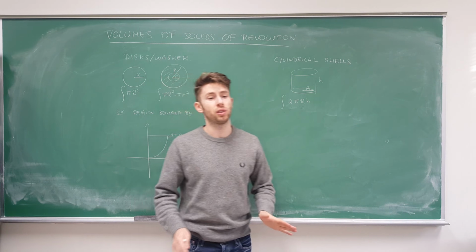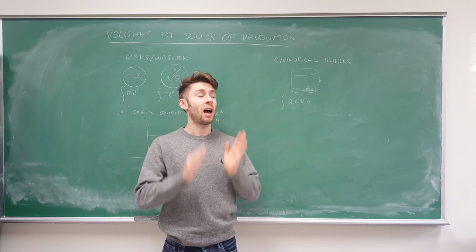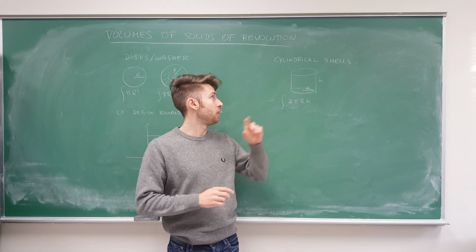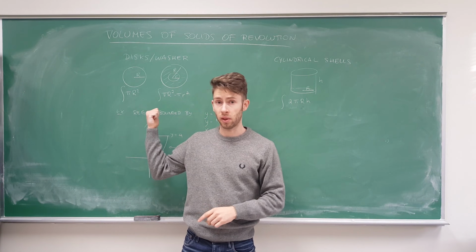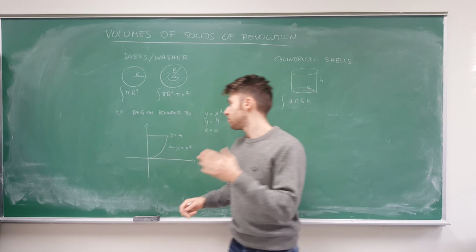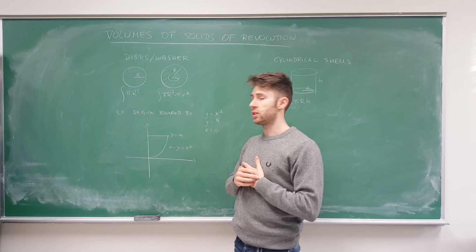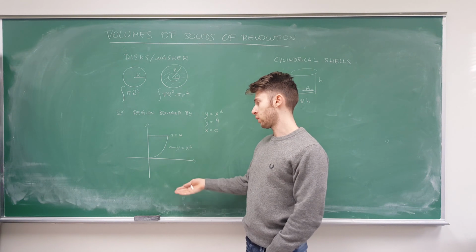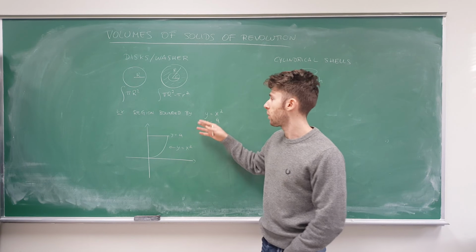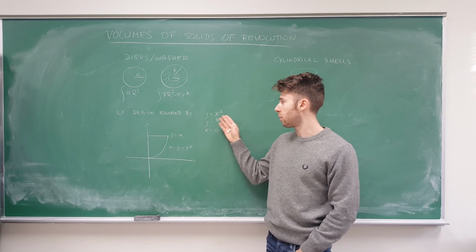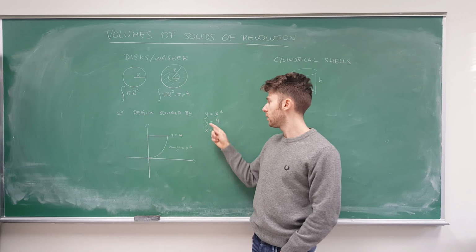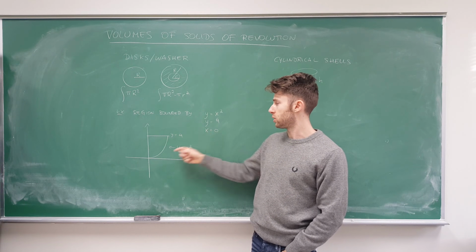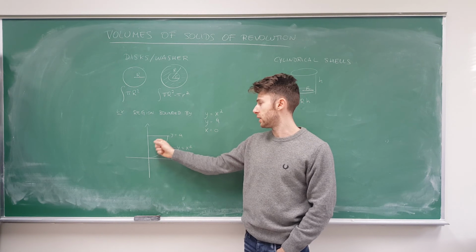Now the main question that everyone always has is, how do I know whether I should use this method versus this method? My suggestion is, first of all, you sketch a picture, and I'm going to illustrate it with this example. So we have a region bounded by the parabola y equals x squared, which is here, y equals 9, and x equals 0, which is the y-axis. So it's this region over here.